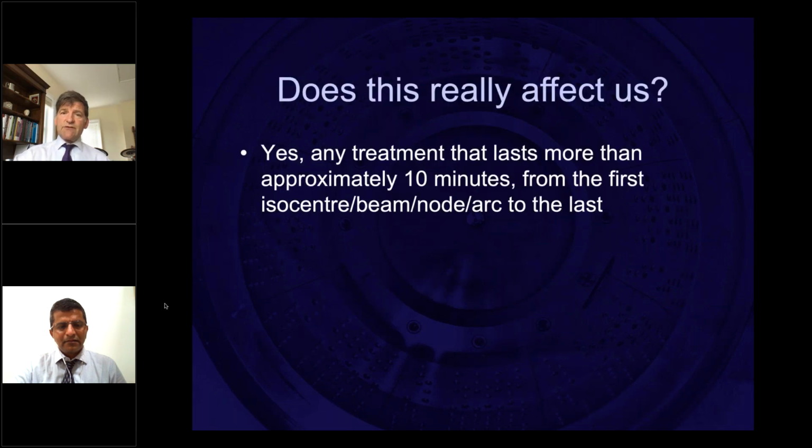So does this really affect us? Yes, it does. Any treatment that lasts more than approximately 10 minutes, or in fact less now, we found out that less, even in 10 minutes, if you're delivering 20 gray, that can reduce the biological effective dose by around 10% from if you're giving the dose acutely. From the first isocenter, beam, node, or arc to the last.